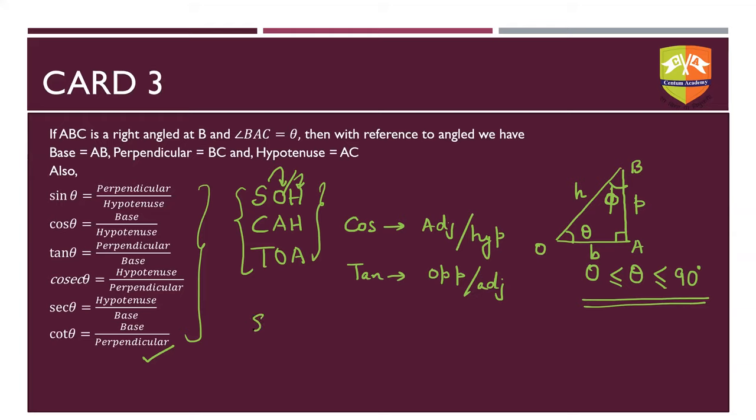So these are the six ratios. You know that sine theta is 1 upon cosecant theta, and cos theta is equal to 1 upon secant theta, and tan theta is 1 upon cot theta, and vice versa. So you know this, right? Let's go to the next one.